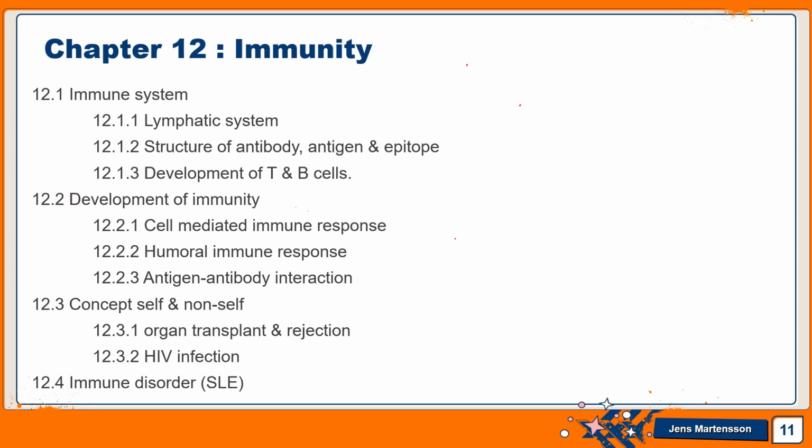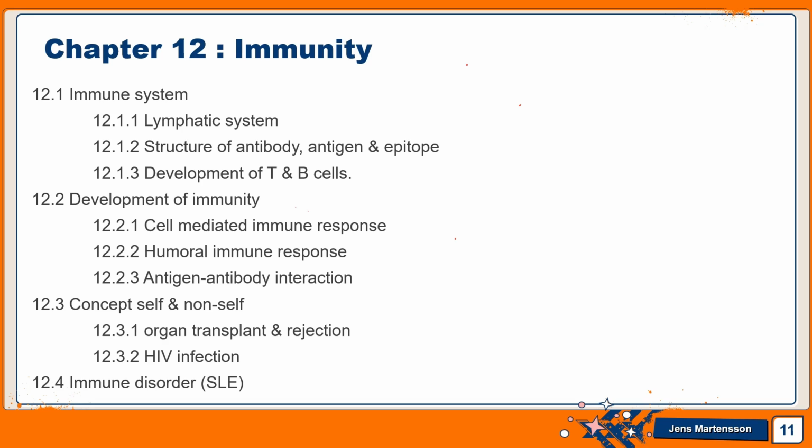Okay. So another topic is 12.3. This is just the concept of self and non-self. You have to know what is self and non-self. And then you have to learn about organ transplant and rejection. There are many types of organ transplant, and also many types of rejection. We have to know that and the prevention of rejection, how to prevent the rejection.